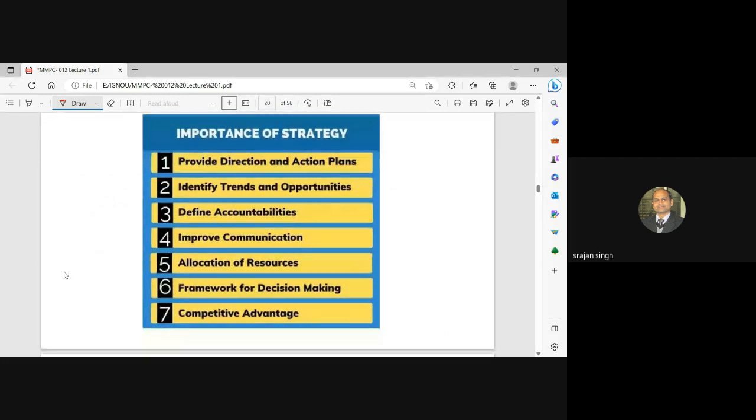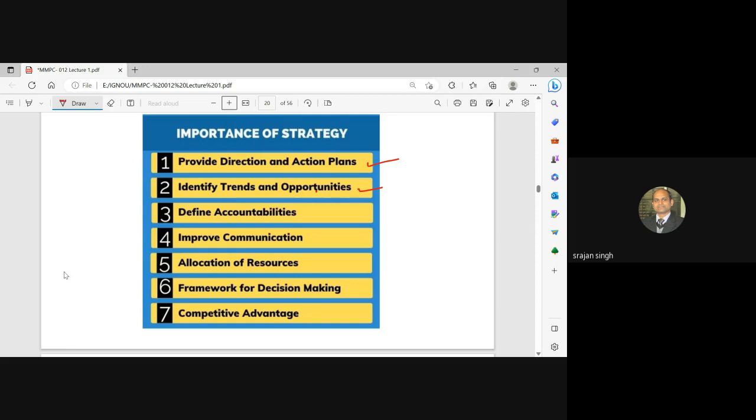Next, we have to discuss the importance of strategy. So first, it provides the direction and action plan. The strategy itself is a directive plan. Next is identifying trends and opportunities. A strategy identifies opportunities, trends, and weaknesses.